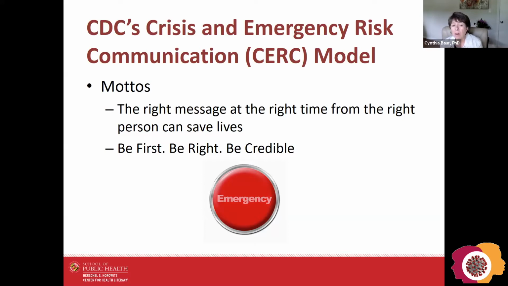So being out there early, being right, making sure that you're not offering incorrect information or partially accurate information that you then have to walk back and correct because that becomes confusing to people, and to constantly think about maintaining your credibility. So I'd like you to keep these two thoughts in mind as we consider the ways that COVID-19 has been messaged to the public.